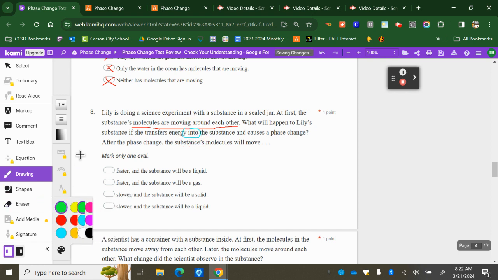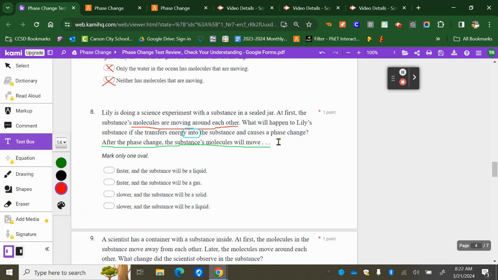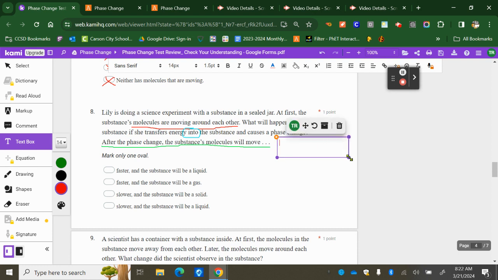The question itself is right here. After the phase change, the substance molecules will move. So we know a phase change happened, and we know that energy was transferred into it. So we want to determine how these substances are moving. Okay, let's go ahead and break this down. This is going to be a chapter 2 question.